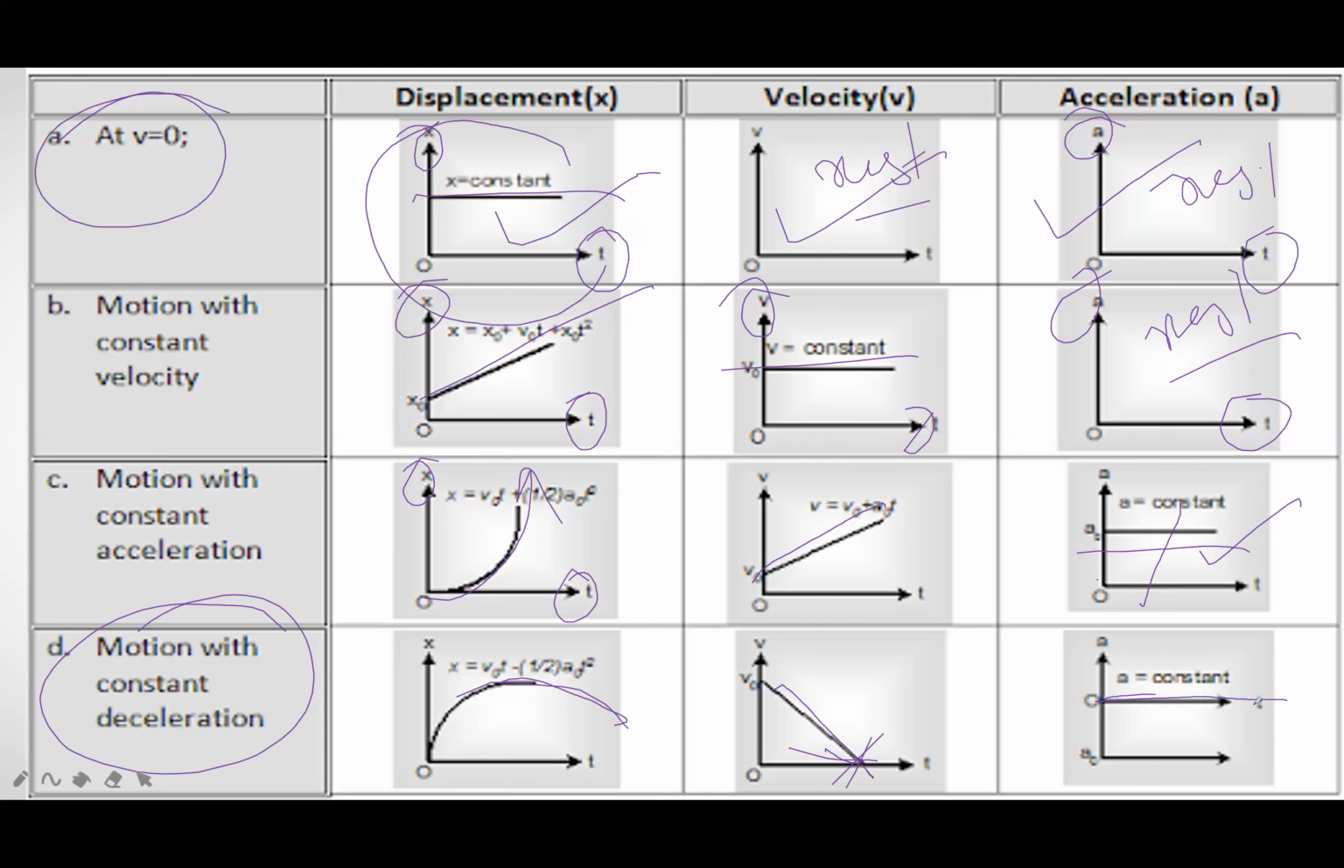Here the body is moving with constant acceleration, so velocity is uniform. Change in velocity is 0. So in both these cases, the velocity is uniform.